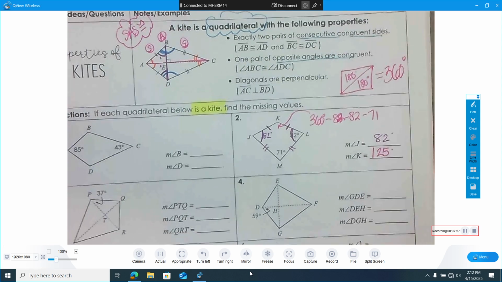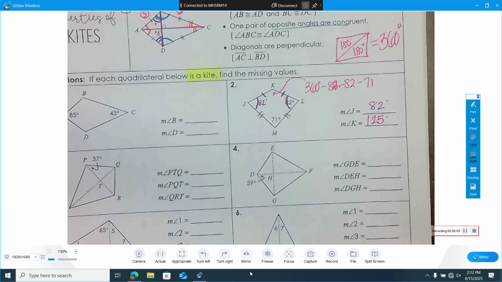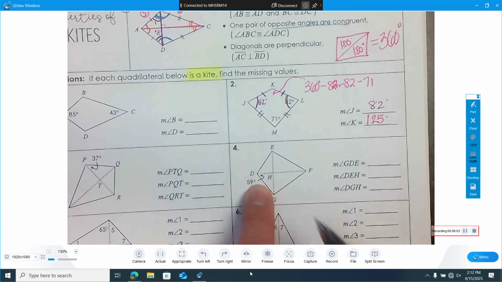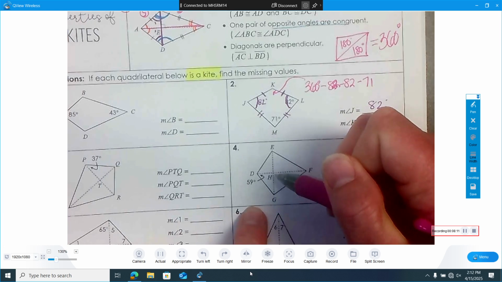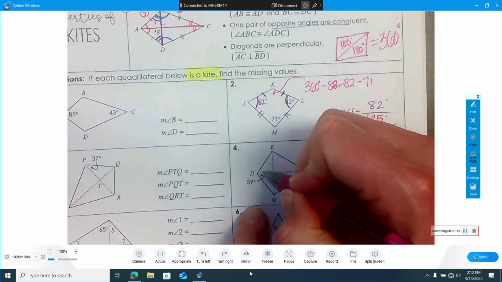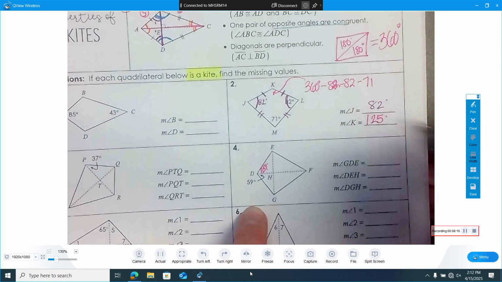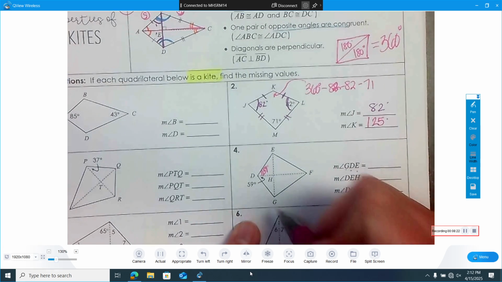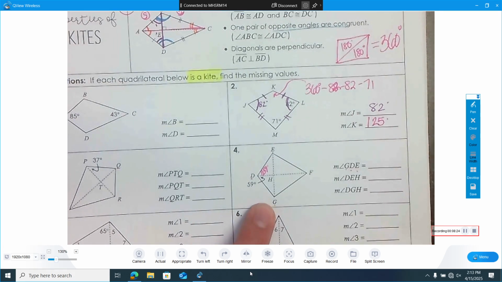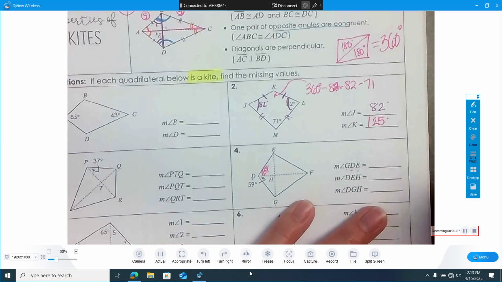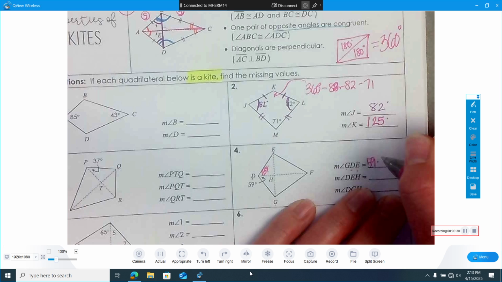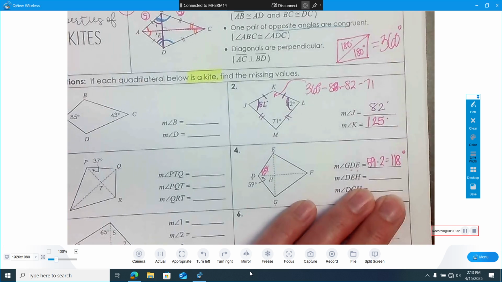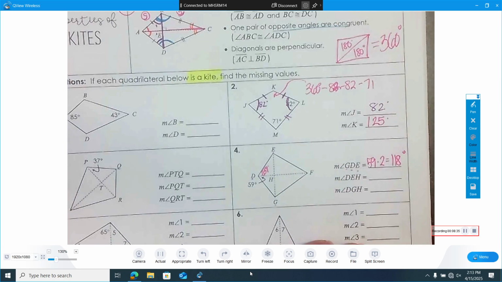Let's look at number 4. On number 4, we have this little tiny baby angle D here, which is 59. What else do you know? DEH is 50, or did you mean HDE? That little guy there is also 59. So below and above, both 59. We want GDE. GDE is the total, the whole angle. What do we get? 118. 59 times 2 is 118 degrees. 59 plus the other 59.